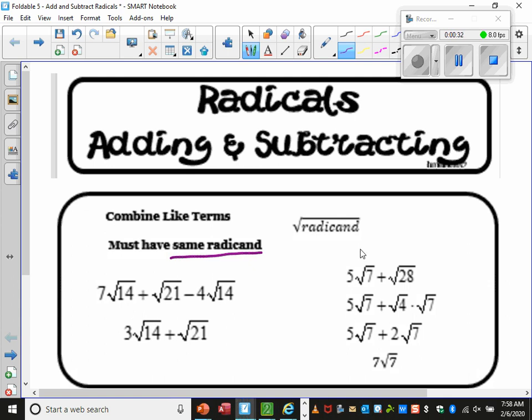So here's a good example of simplifying. And then when you get to here, after you simplify the 28 to 4 times 7, you're left with 2 rad 7. So once you see that they have the same radicands, you just simply add or subtract their outside numbers. The same radicand stays the same. So if I have 5 rad 7 and I add 2 rad 7s to that, I have 7 rad 7s. Okay, so let's take a look.